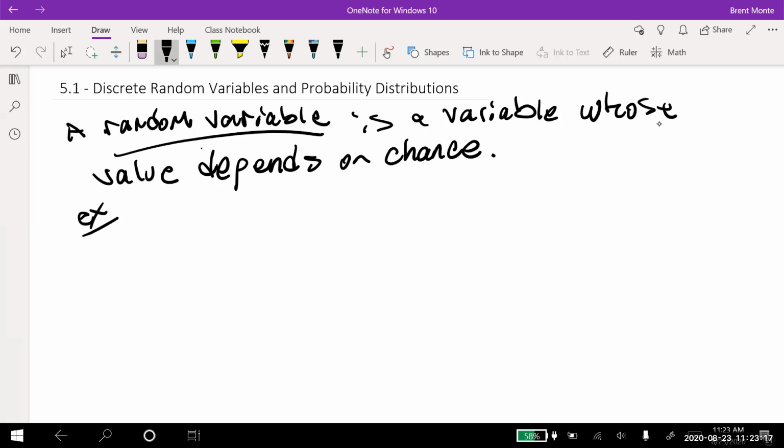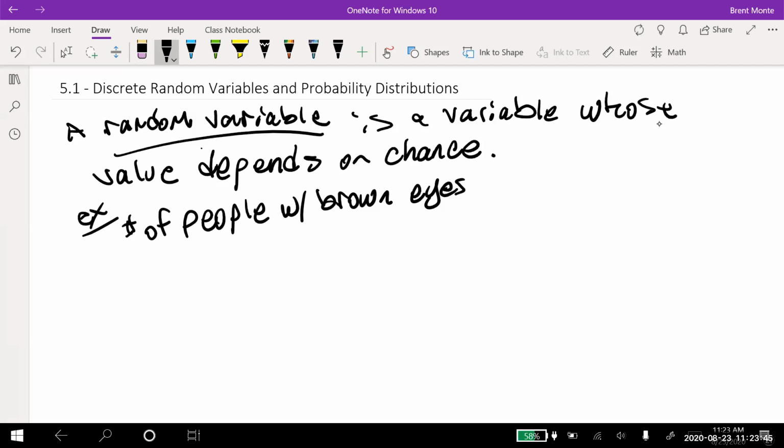So if we look at something, anything that changes. So if I'm talking about how many people in class have brown eyes, well, that's going to be a random variable because it depends on which class it is, how many people are in the class, and obviously from one day to the next, we might have a different number of people with brown eyes.